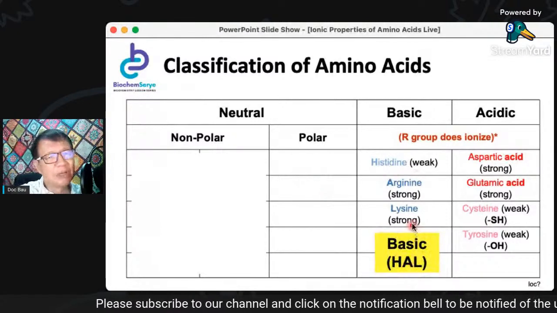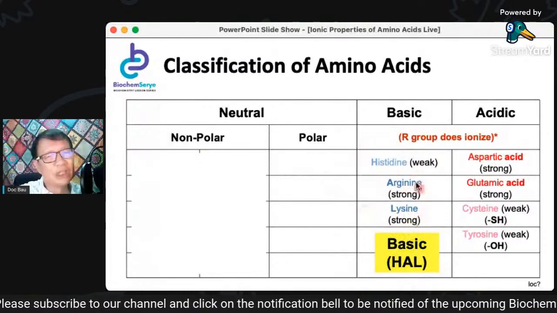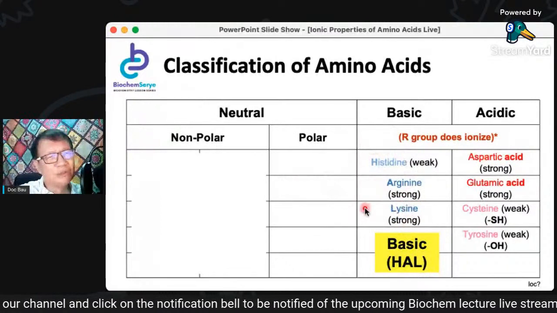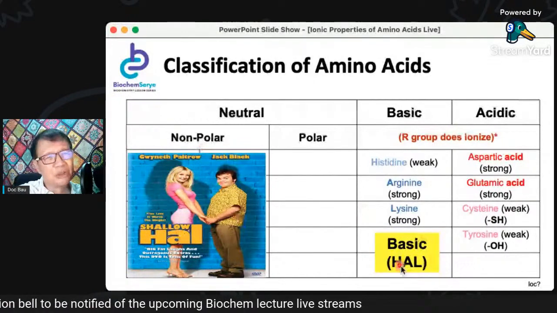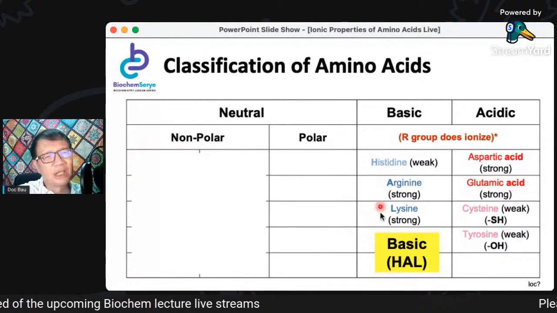So, the mnemonic: Hal. You know the movie, Shallow Hal. Forget Gwyneth Paltrow and Jack Black. I hope you remember that. So basic Hal.